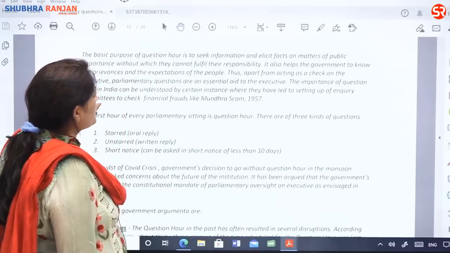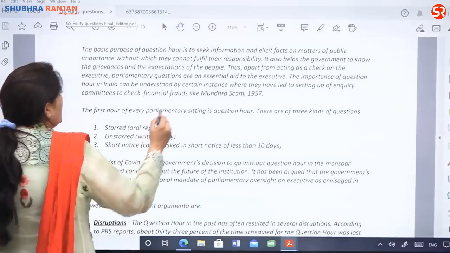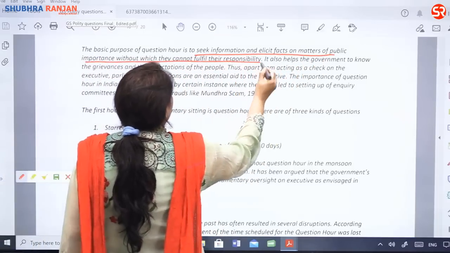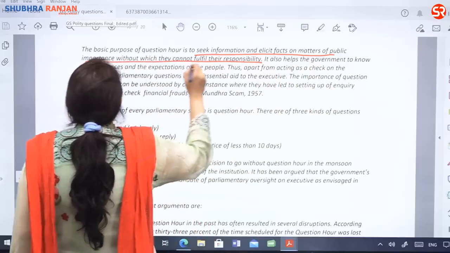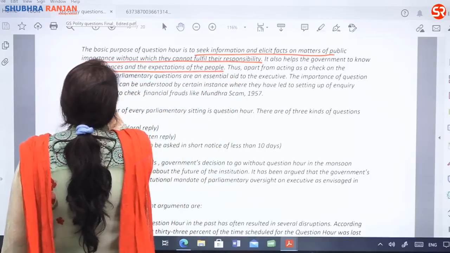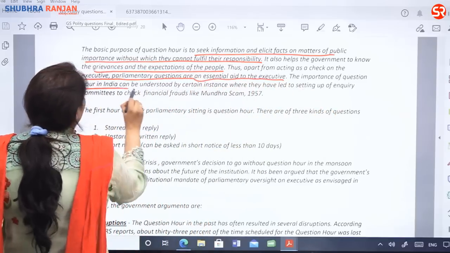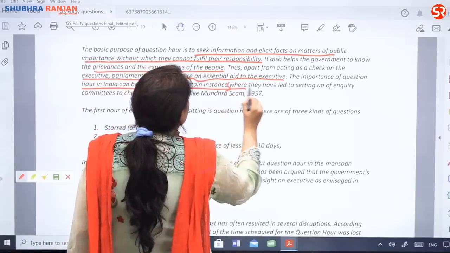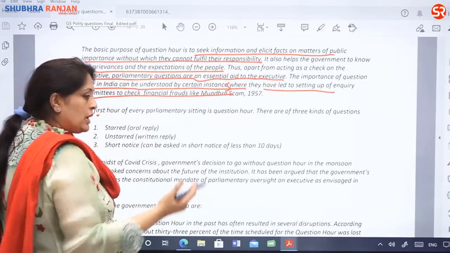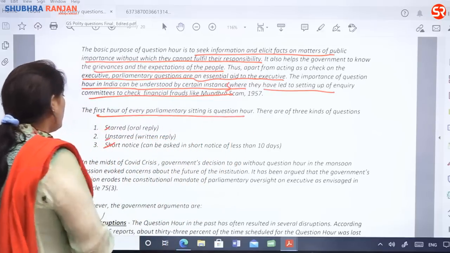The basic purpose of question hour is to seek information and elicit facts on matters of public importance, without which members cannot fulfill their responsibility. It also helps the government to know the grievances and expectations of the people. Thus, apart from acting as a check on the executive, parliamentary questions are an aid to the executive. The importance of question hour in India can be understood by certain instances where it has led to the setting up of inquiry committees also. Then you give some factual aspects. The first hour of every parliamentary sitting is a question hour. You have three types of questions.